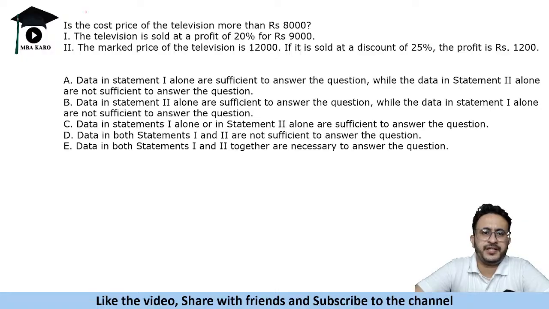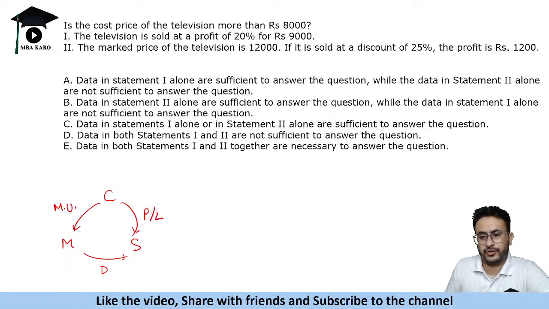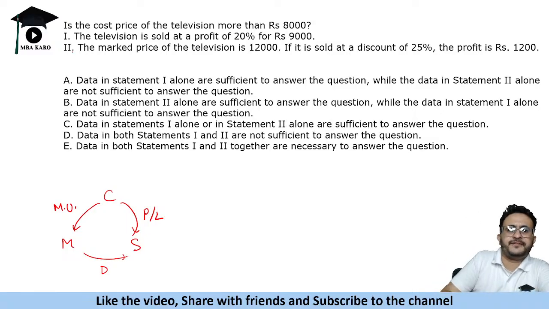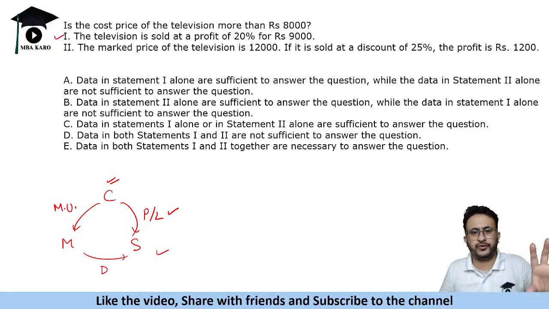So if you look at the first statement, we can see we have three things: mark price, cost price, and selling price. Okay, mark price and selling price are linked by discount, cost price and mark price are linked by markup, and cost and selling price are linked by profit or loss, right? Now if you consider the first statement, the profit percentage is given, the selling price is given. Okay, so we can find the cost price. So one alone is sufficient to answer the question.